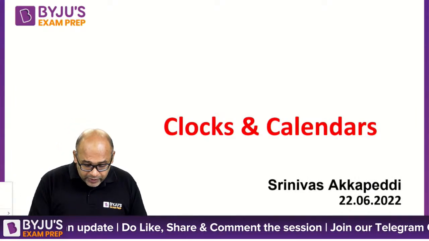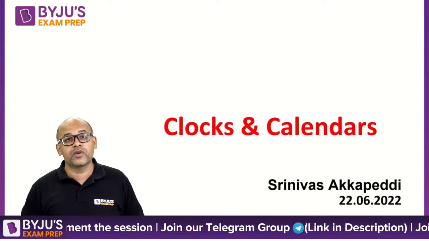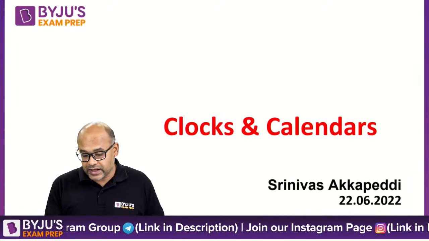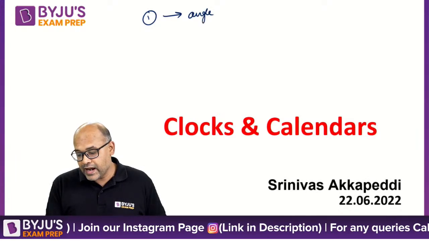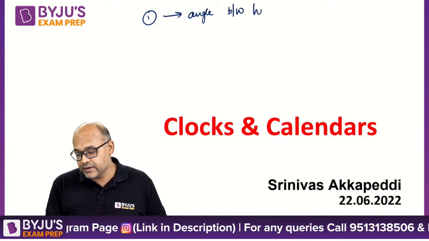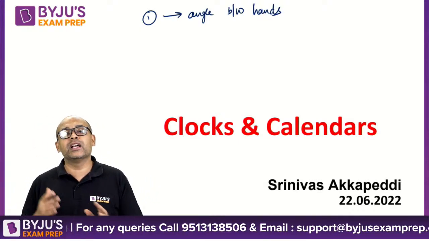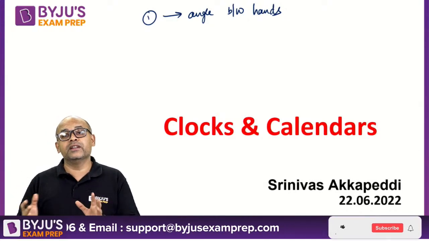Okay, so what happens in a clock? What type of questions come in a clock? When you're talking about questions from a clock, typically the questions are of 2 or 3 types. First type is angle between hands. This is the first type of question. Anything to do with angle between the hands, when do the hands meet, anything to do with the minutes and hours hand.